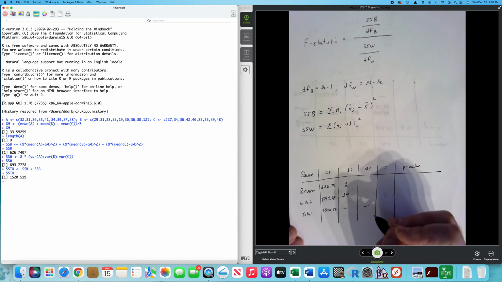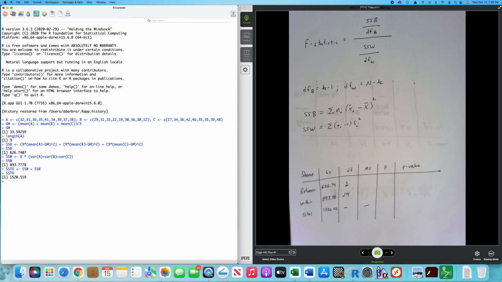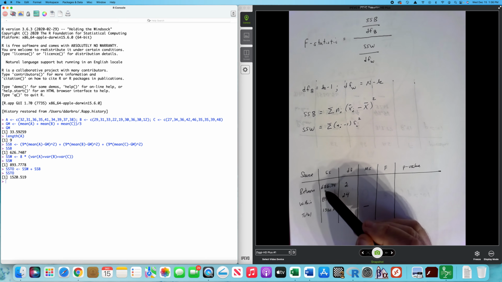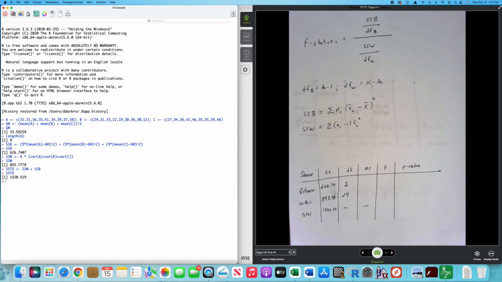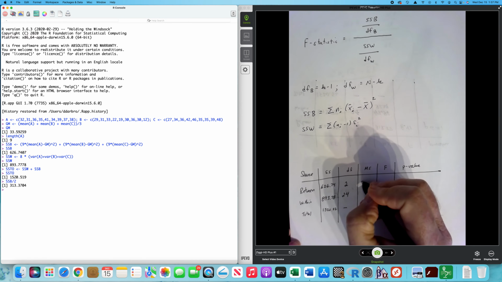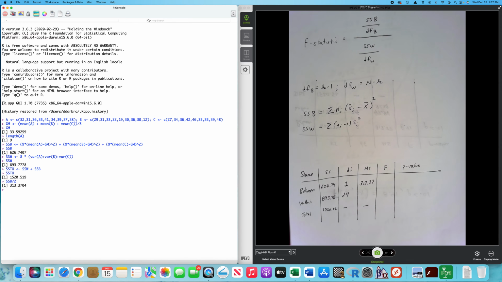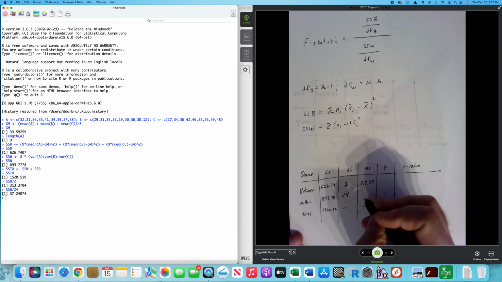And we leave these two blank. I'll explain why in just a second. So the mean square between is easy to find. It's just going to be the sum of squares between divided by the degrees of freedom. So 313.37. And we'll have the sum of squares within divided by 24 is 37.24.